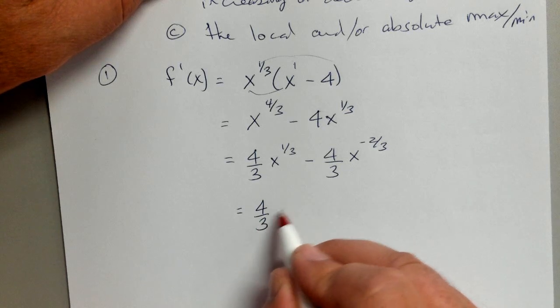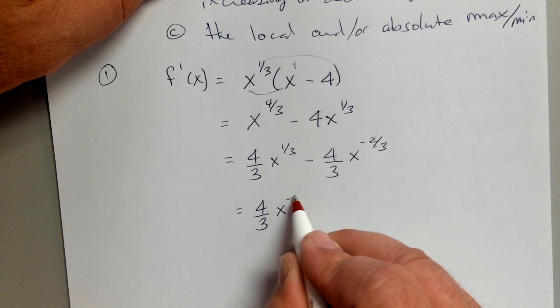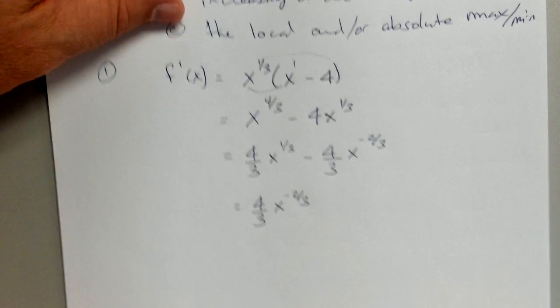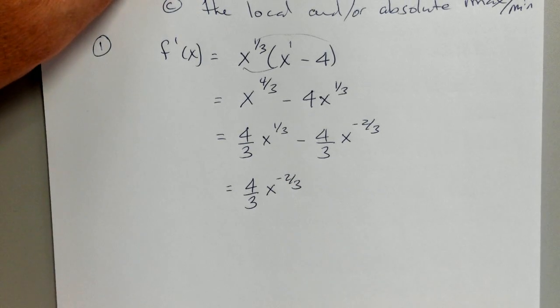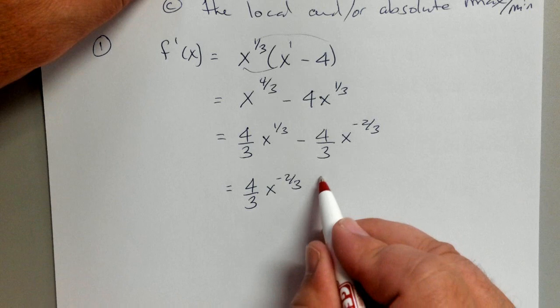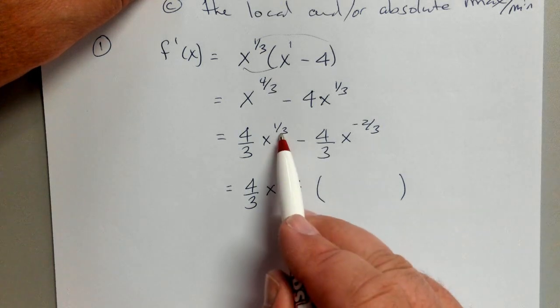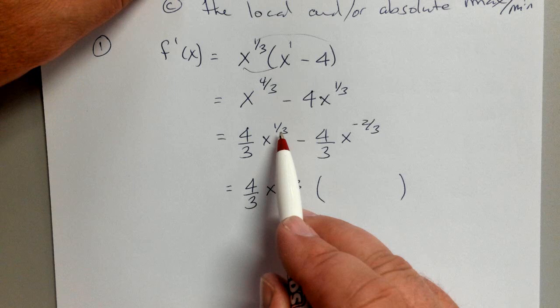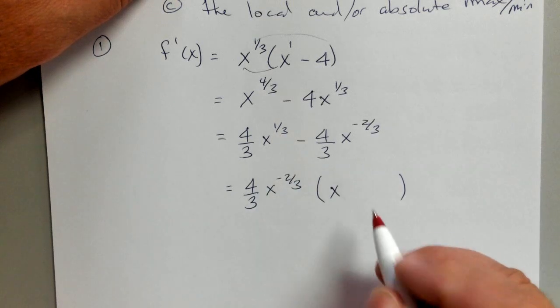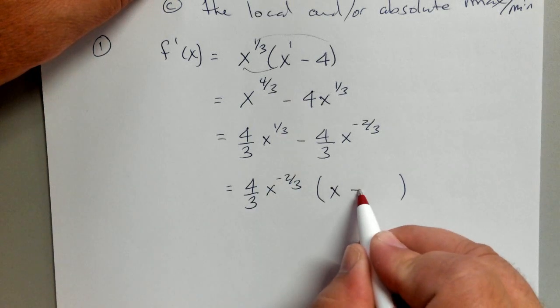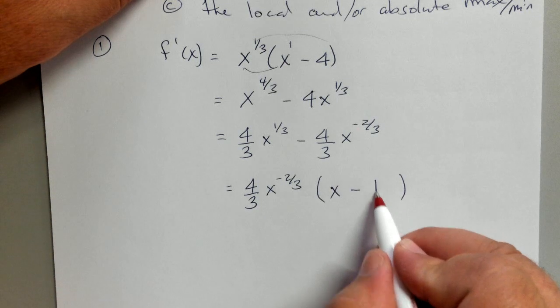We take out x to the power negative 2/3. What do we get inside the parentheses? What's going to happen to this one? It's x. This one disappears.